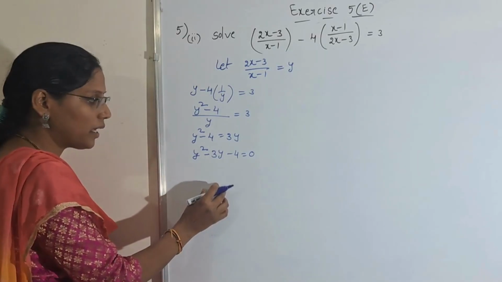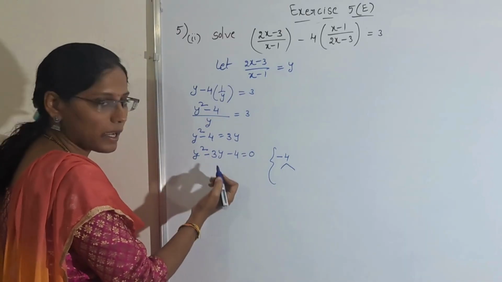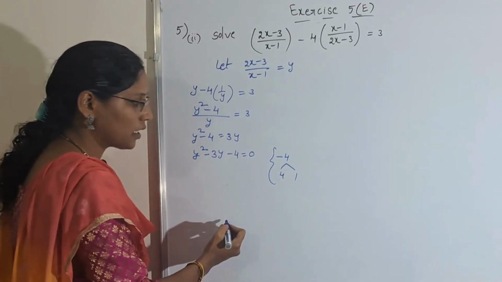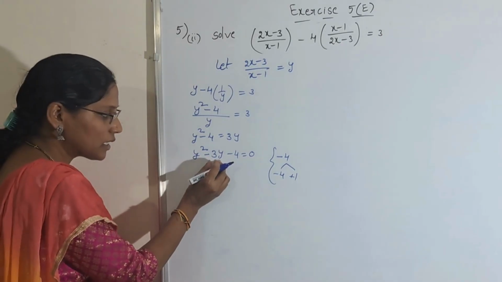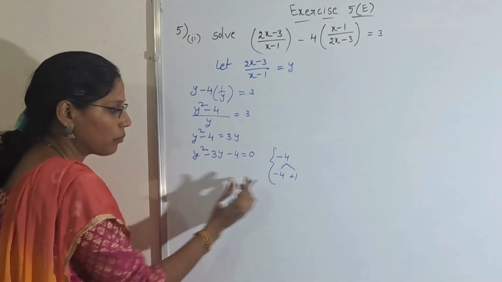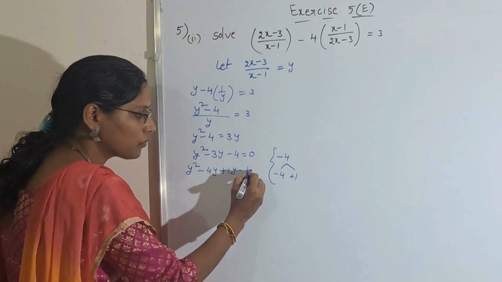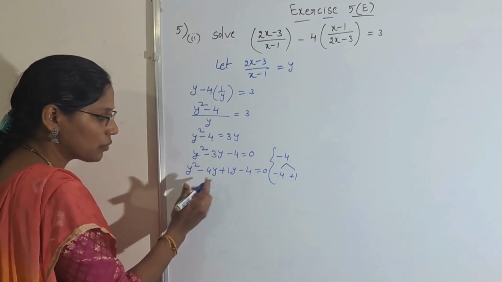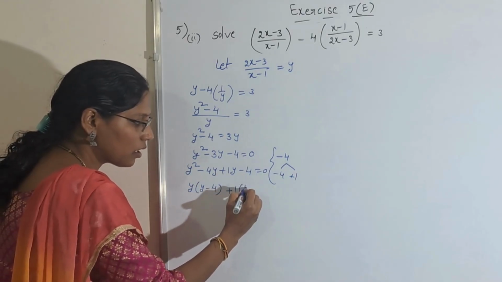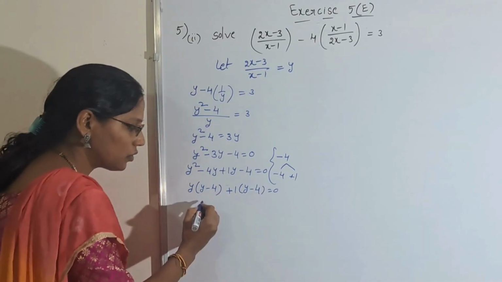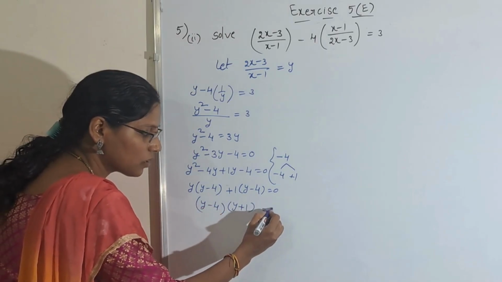Factorization method we have to apply and find the y values. Product is minus 4, sum is minus 3. Here 4 and 1 we can take, and for minus 3, so minus 4 plus 1. Substitute instead of minus 3y these two numbers: y square minus 4y plus 1y minus 4 equal to 0. First two terms, y is the common, y minus 4. Next two terms, plus 1 is the common, y minus 4 equal to 0. Here y minus 4, here y plus 1 we can write, is equal to 0.